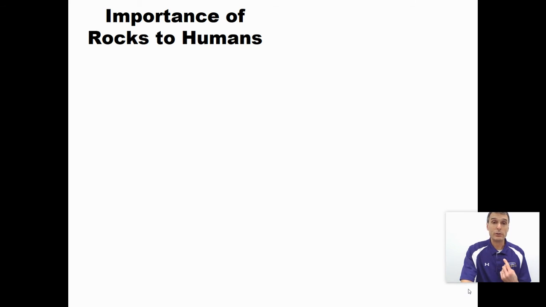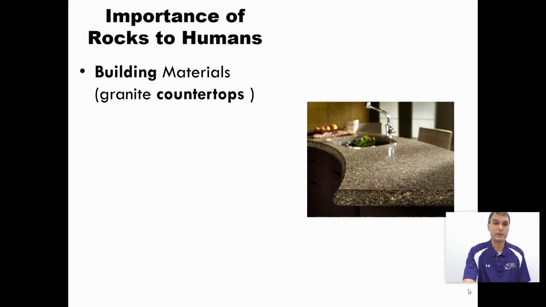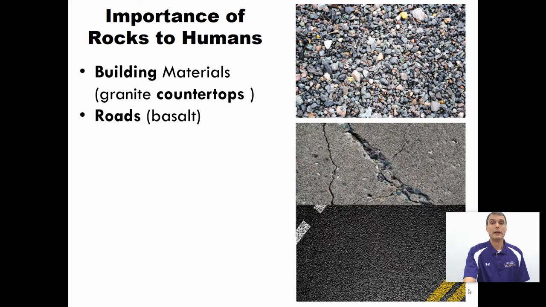Why are rocks important to you and I? Well, we know a lot of reasons why minerals are important and all the different things that they show up in. So what do rocks do for us as humans? Number one, they're in building materials, for example, in your granite countertops. They are in roads and in sidewalks. Basalt is used in roads. Rhyolite is used in sidewalks.